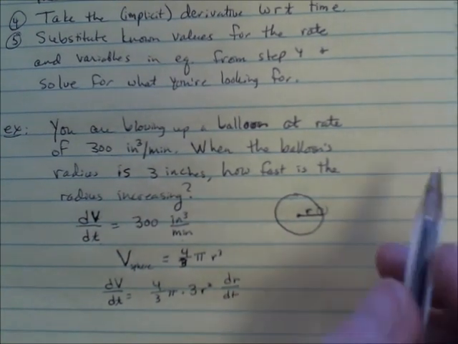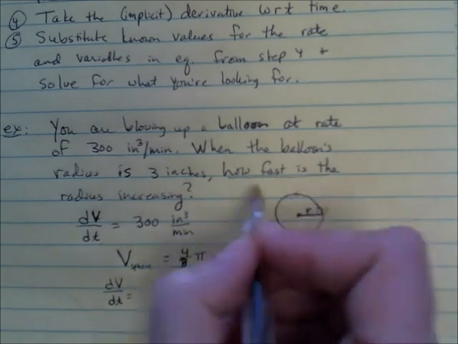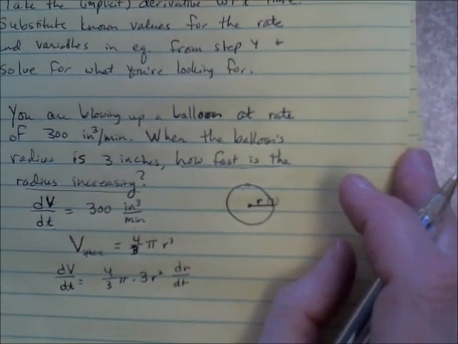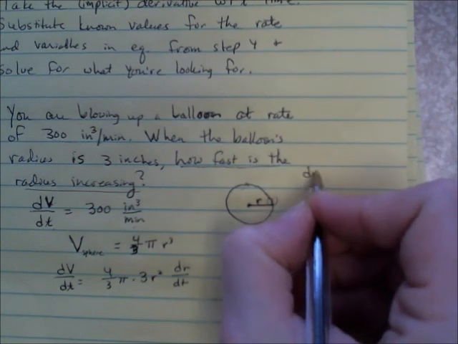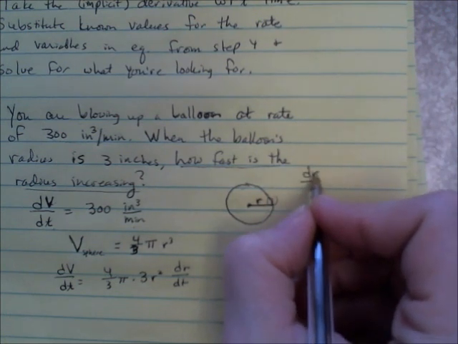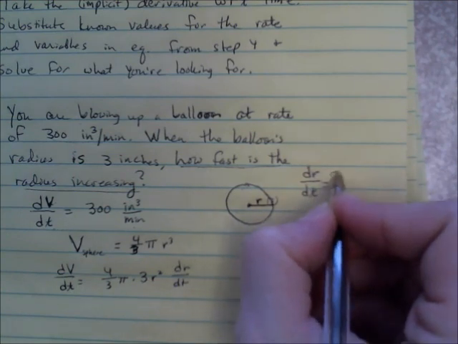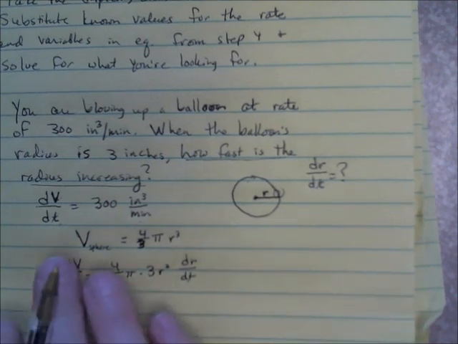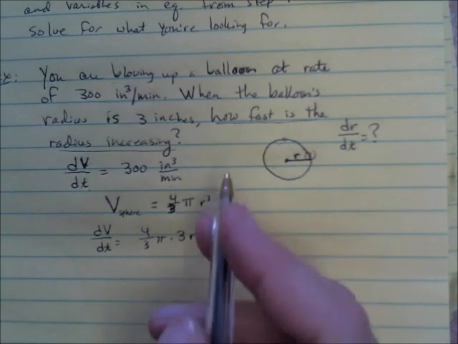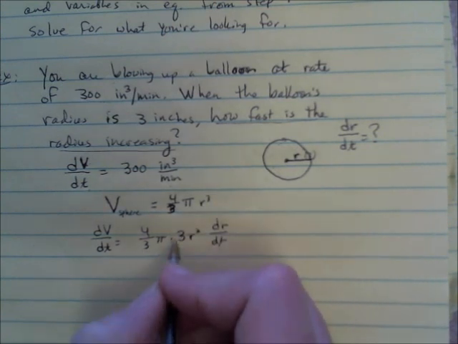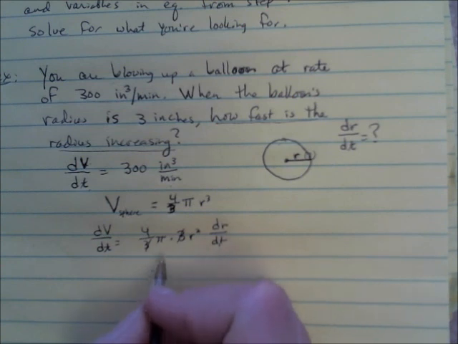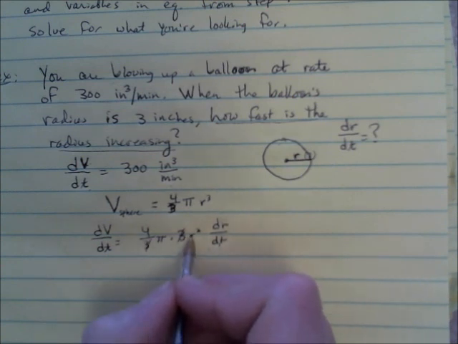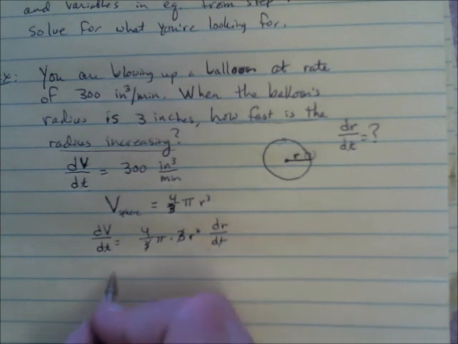Oh, back in step 2, what are we looking for? We're looking for how fast the radius is increasing. So step 2 should say, I am trying to find dr, the change in the radius, over the change in time. That is the thing that we're looking for, dr/dt, this variable right here. After we've taken the derivative, we can simplify this down a little bit because we have a 3 in the numerator and a 3 in the denominator, so those cancel out. And so what we're left with is 4 pi r squared dr/dt.